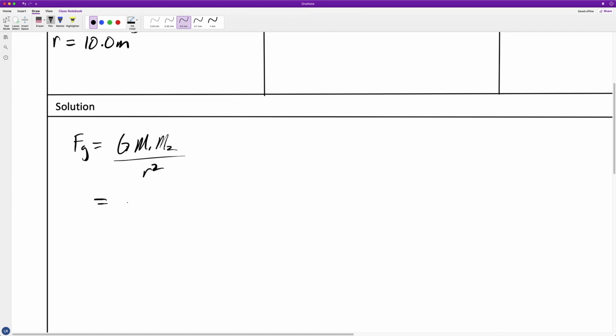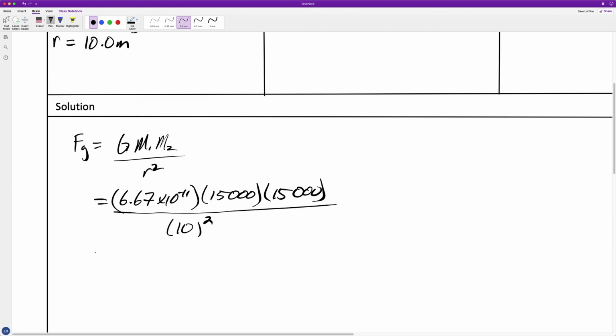And if you recall from the video earlier, I did have a silly way of remembering what the value for G is. That's what I call the pizza constant, because it's 6.67 times 10 to the negative 11. 15,000 kilograms for each and a separation distance of 10 meters. So we get a value of 1.50 times 10 to the negative 6 newtons, or 1.5 micronewtons. So even for objects as big as ships, the force of mutual gravitational attraction is shockingly small.